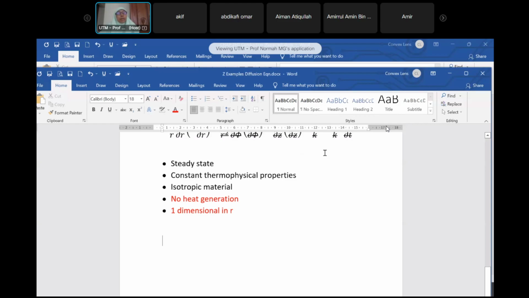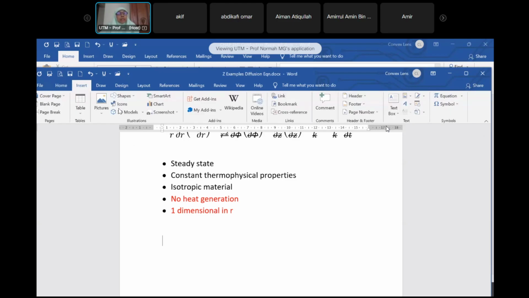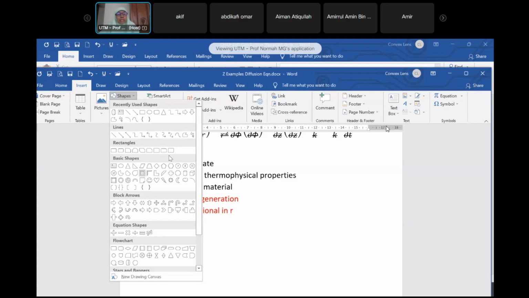Let's say you have a furnace. Do we have here a quarter circle? If it is 1D in Z direction, you don't have a quarter circle.